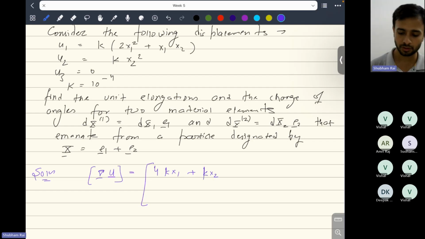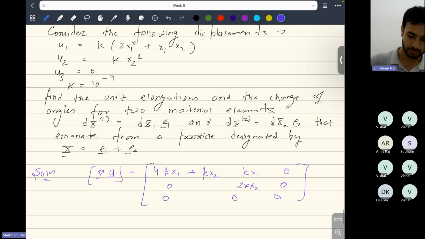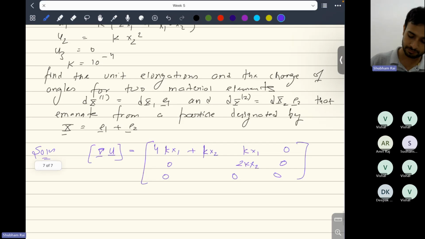So this will be your first component. Now the second component is del u1 by del x2. If you do that, you get k times x1. The third element will be del u1 by del x3, so that will be 0. The second row will be del u2 by del x1, so that is 0. Del u2 by del x2, so this is 2k x2, and del u2 by del x3 is 0. Similarly, all the components of del u3 will be 0 because u3 is 0. So now you have this displacement gradient tensor.